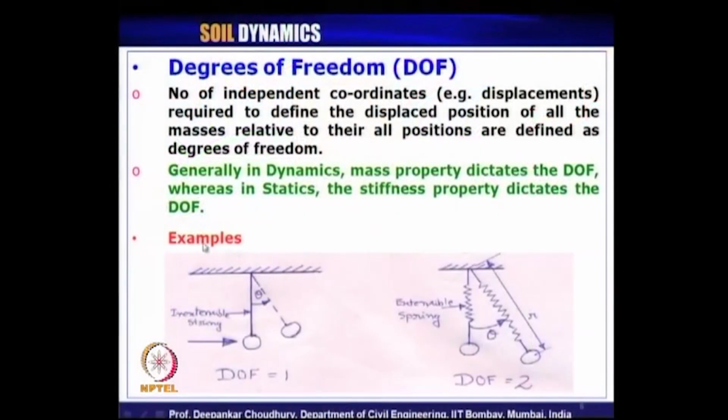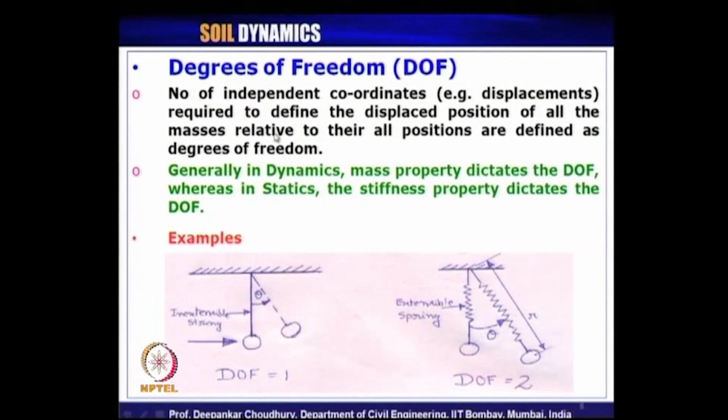The first important parameter which we want to define now is called degrees of freedom, and generally it is denoted by the abbreviation DOF. DOF means degrees of freedom. It is defined as the number of independent coordinates. For example, it can be the displacements required to define the displaced position of all the masses relative to their original positions.